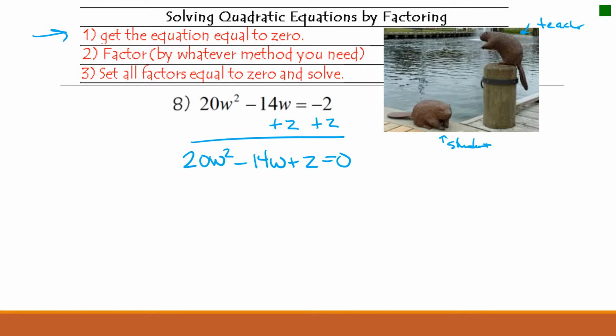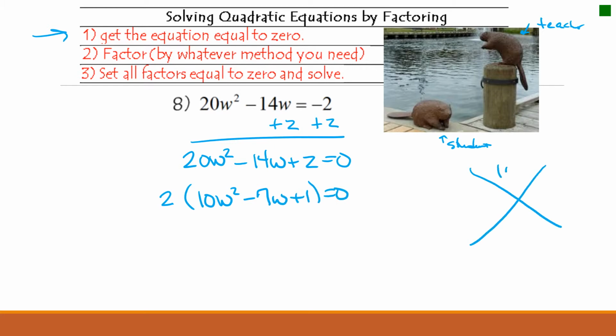So sad. I'm going to pull a 2 out of here. Actually, I'm not going to tell you that. I'm just going to pull a 2 out. And I get 10w squared minus 7w plus 1 equals 0. You don't have to pull out the greatest common factor when you are solving. It just makes it easier. You're working with smaller numbers.